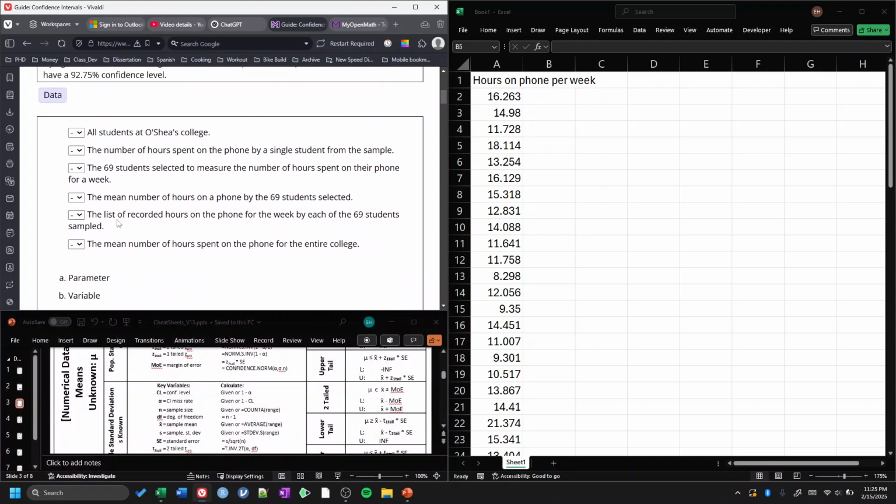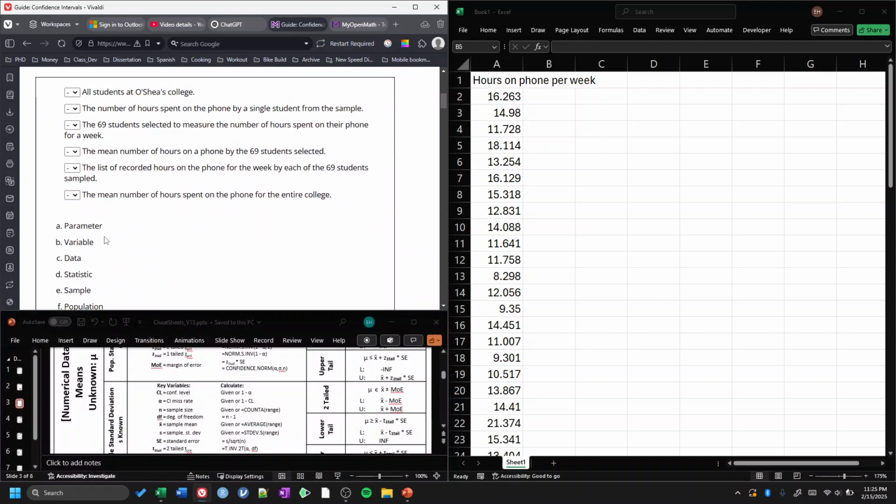Our first question is just kind of a review based on some vocab. So when we do these, I typically like to do them first, figuring out what is the parameter in the population, then I do the sample and the statistic, and then I do the variable and the data. So the parameter is simple because it's the big group that we're interested in. So we're interested in all students at O'Shea's college. So that's going to be, not the parameter, this is going to be the population, letter F. The parameter is the truth about all the students at O'Shea's college. So we could say the mean number of hours spent on the phone for the entire college, that would be our parameter A.